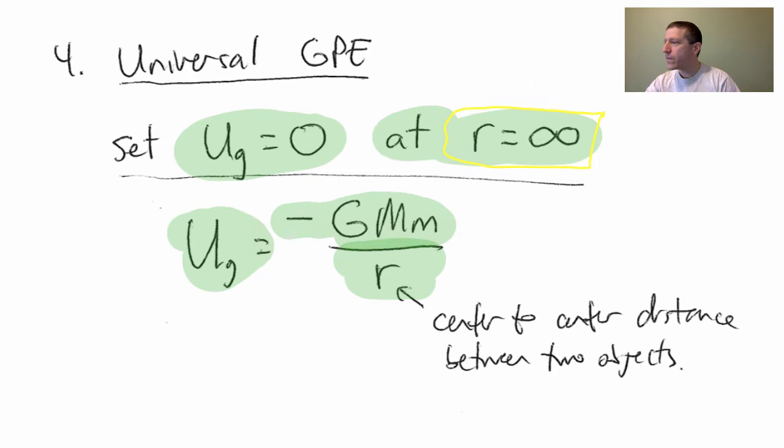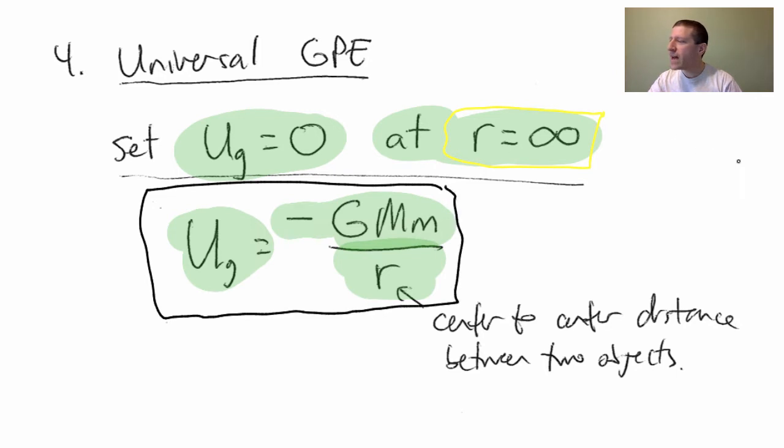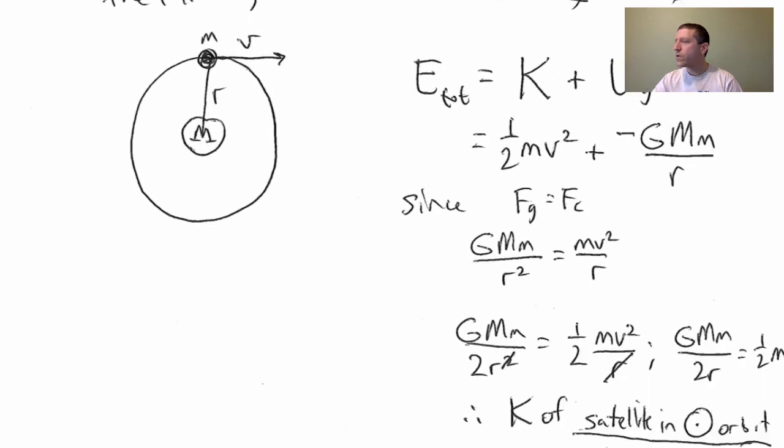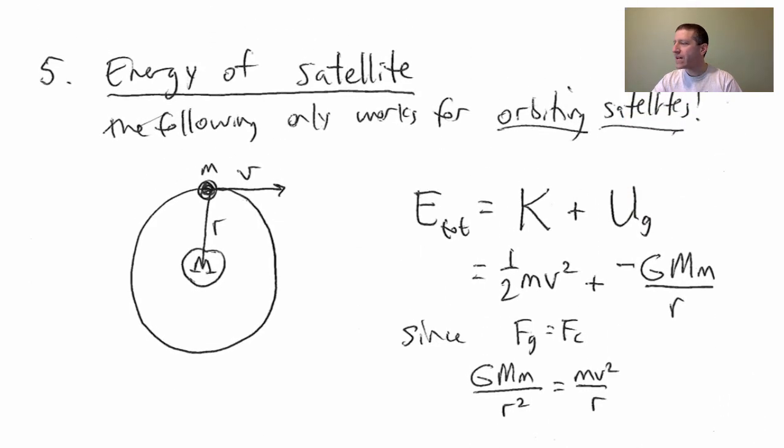So things to note here are that this is only true if we set UG equal to 0 at R equals infinity. It's always negative, and it depends not on R squared, but on R, the distance between the two planets or two massive objects. So we'll get a lot more practice understanding this, and let's go ahead and start now with figuring out the energy of a satellite. The equations we're about to derive will only work for systems of orbiting satellites.